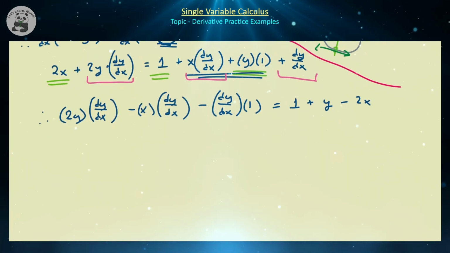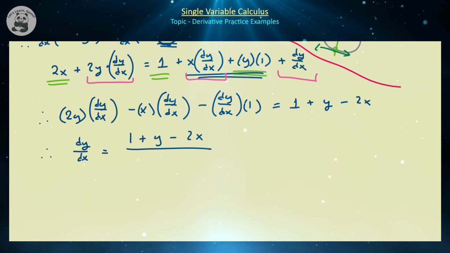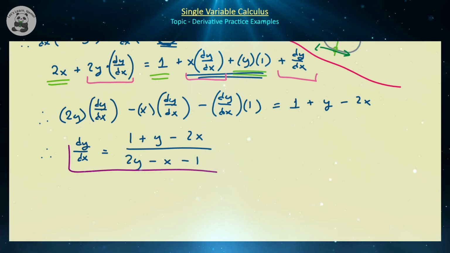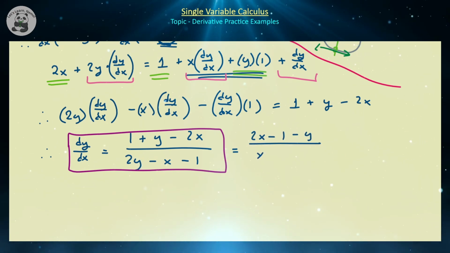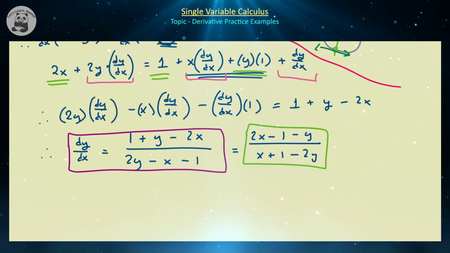Once I have my dy dx's all to the same side, I can factor that out of all of those terms and divide by everything else that remains. So on the right hand side, we're going to have 1 plus y minus 2x over 2y minus x minus 1, and that would give you the result for dy over dx. Keep in mind, some people will multiply top and bottom by -1, and you can write that as 2x minus 1 minus y over x plus 1 minus 2y to also get an equivalent expression, because some people prefer it written one way versus another, but nonetheless, they are the same exact answer.